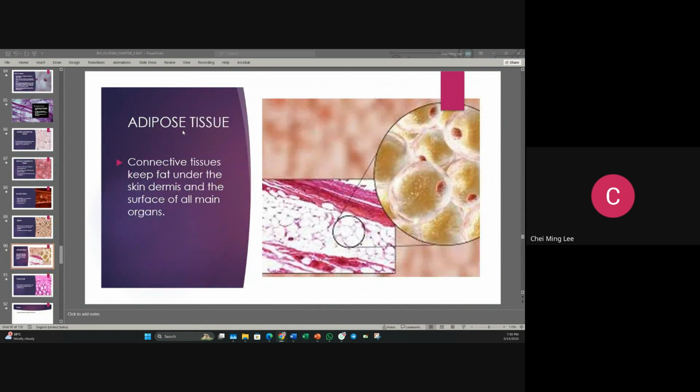Okay, so adipose tissue. Adipose tissue, just like the bone, is also connective tissue. It's a fat actually. Adipose tissue is the fat structure. So it's the connective tissue that keeps fat under the skin, the dermis, and on the surface of all main organs. So these are the fat, and this one is the connective tissue. It's like a net that traps the fat inside.